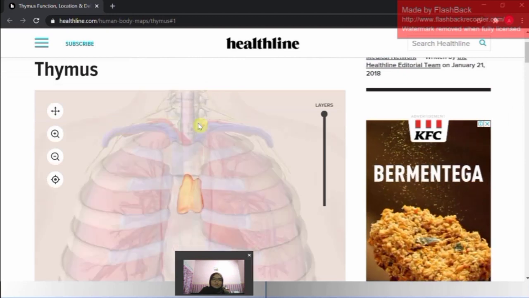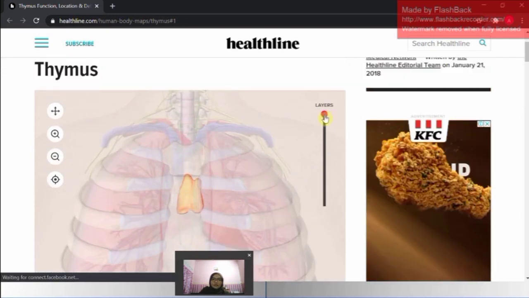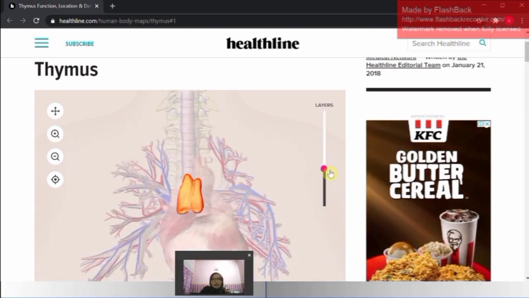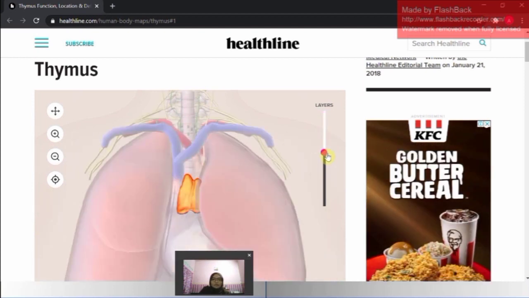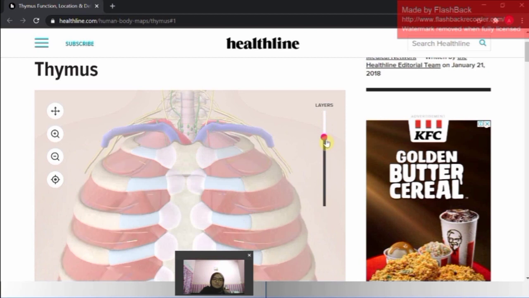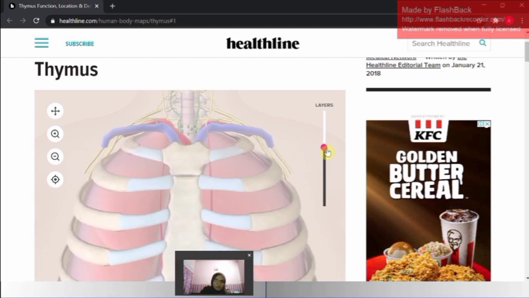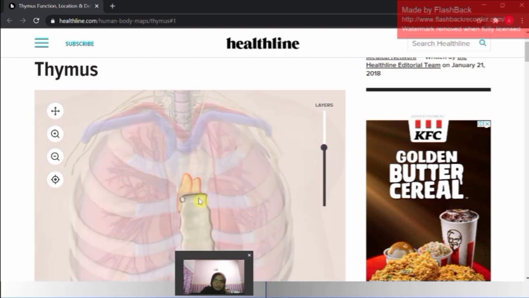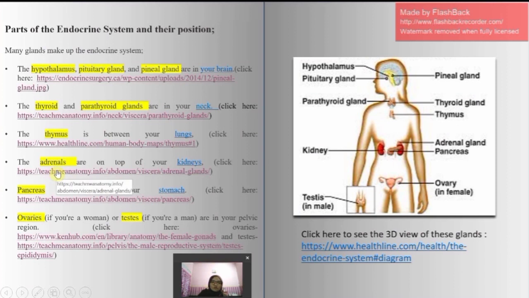The interesting thing is that we have a layers option here. The layers option can make us see every layer that we have in our body. So we can see that our thymus is really behind the sternum here. And then we move on to the adrenals that are located on top of our kidneys.